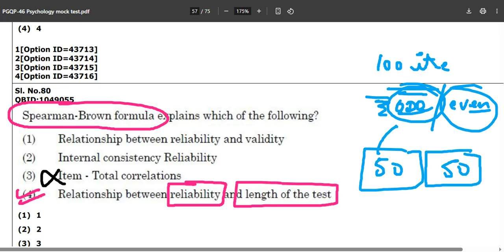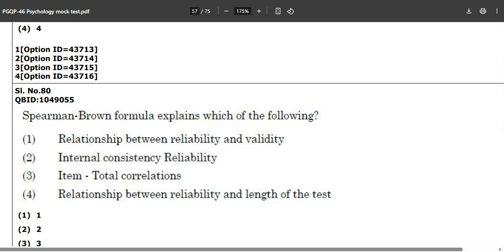So yes, this is confusing. ICR can be the answer, but only if they had asked the question differently, not in this way, where they have asked about what the Spearman-Brown formula is explaining. So what it explains is the relationship between reliability and length of the test.